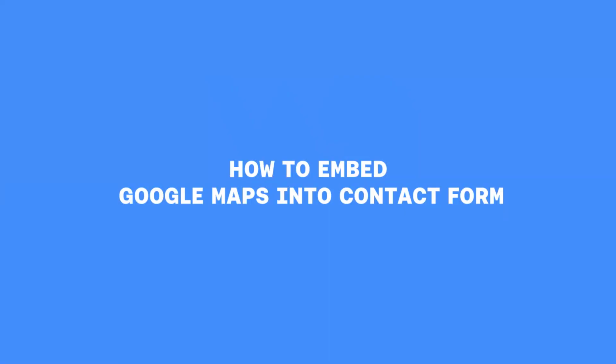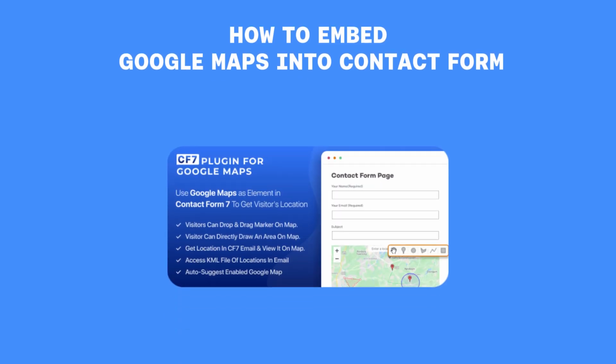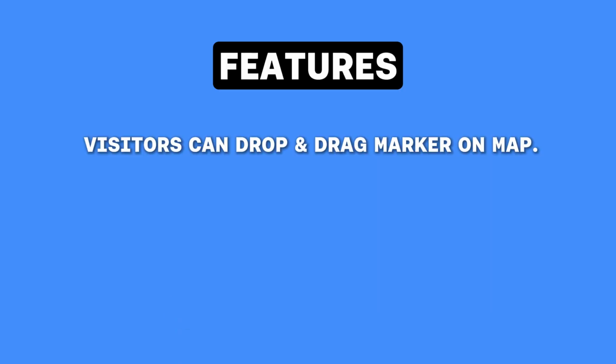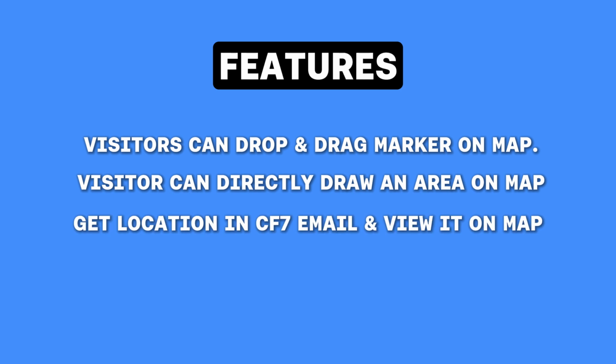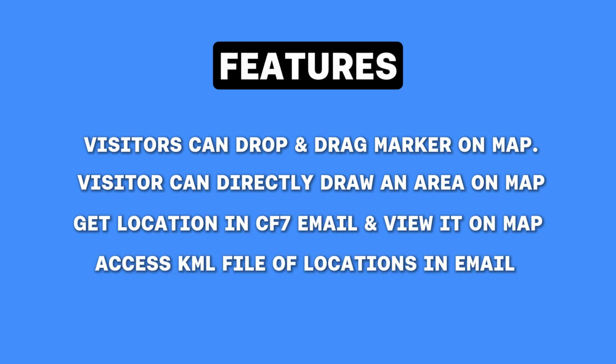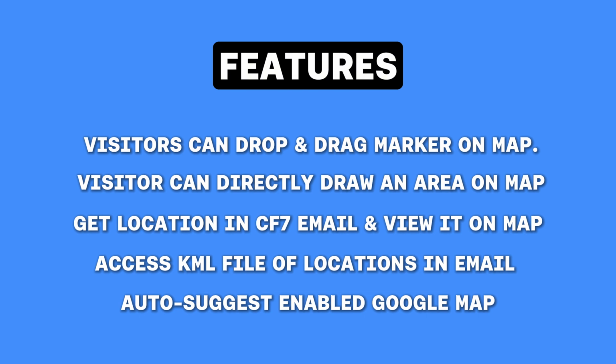In this video, we'll see how you can embed Google Maps in your Contact Form 7 using our CF7 Google Maps plugin, and there are lots of features. For example, visitors can drag and drop marker in map. Users can directly draw area in the map and get location in CF7 email and view it on map. Access KML file of locations in email. And Google Map has auto-suggestion enabled. More about this later on. For now, let's get started.